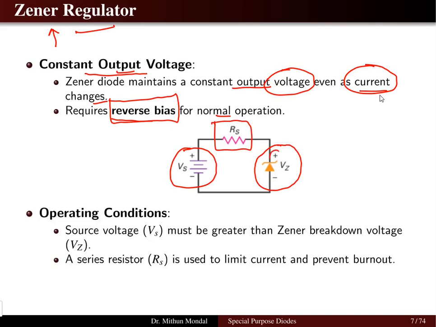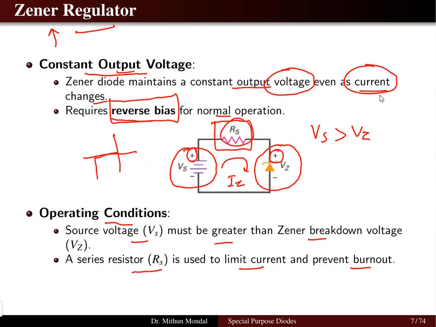If we note here, the Zener diode is reverse biased with respect to the source, so reverse current will flow. Operating conditions: you have the source voltage which is greater than the Zener breakdown voltage. So Vs will be greater than Vz, and only then will the current flow, which is the Zener current. A resistor is used to limit this current and prevent any burnout. So we have seen that in the reverse region, when there is a sharp increase in the current, the current should not exceed the maximum current, and this is limited with the help of the series resistance.